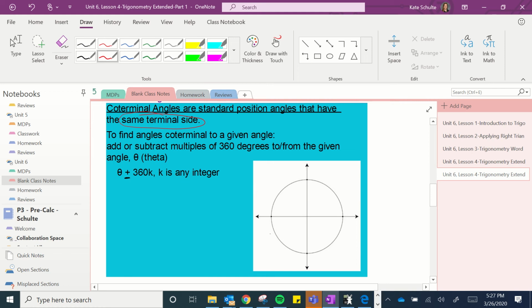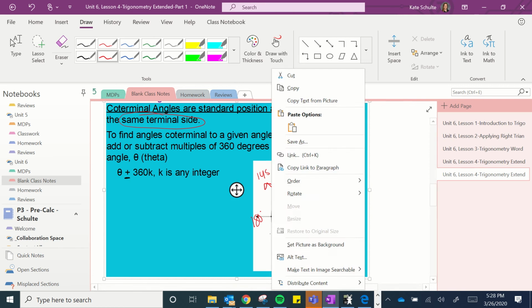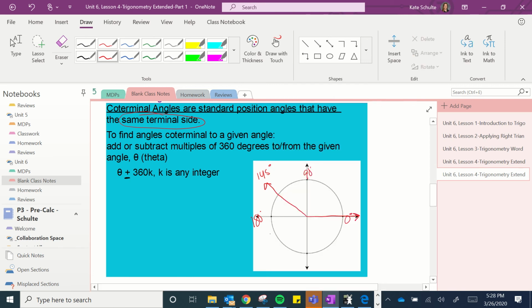All right, so let's say we use a 145 degree angle. So here's 0, here's our initial side. This is 90, this is 180, so 145 is going to be somewhere in here. Basically, if I go around from there one full time, a whole other time from 145 around the circle, 360 degrees, right? I'm going to take this angle, 145, and add 360, whatever that is.